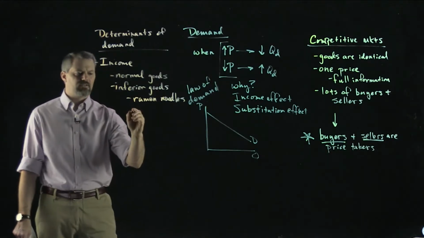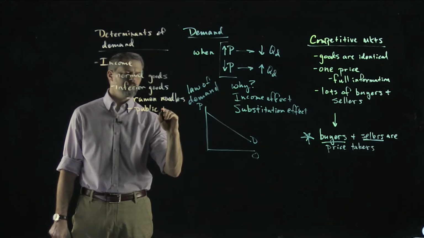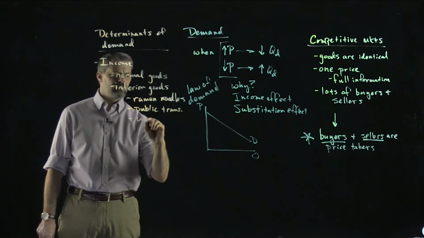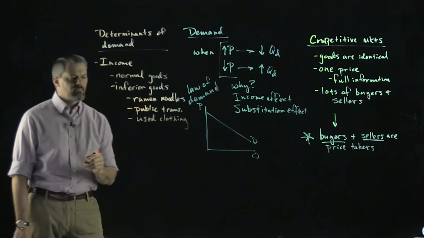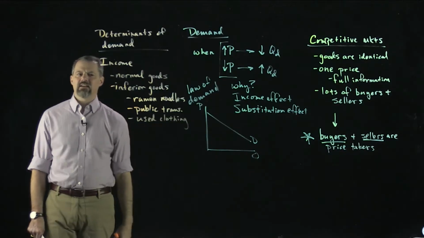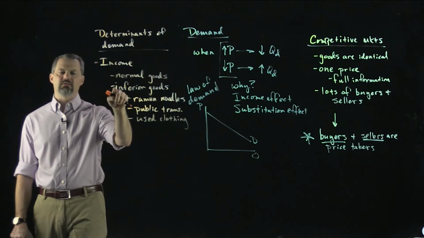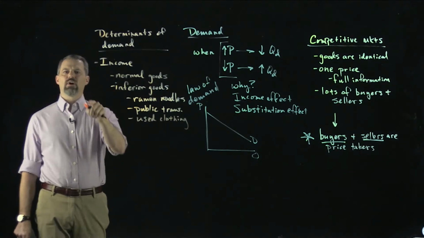There are lots of others. There are things like public transportation, used clothing, generic goods, things like that. The key here, though, is to keep in mind that whether or not a good is inferior or normal is a characteristic of your preferences.